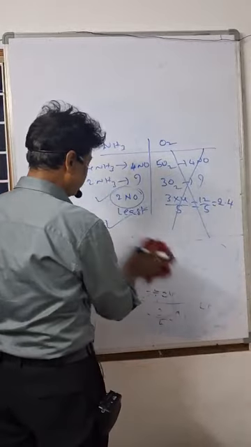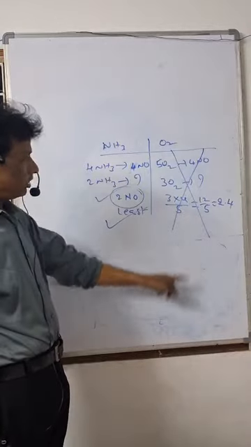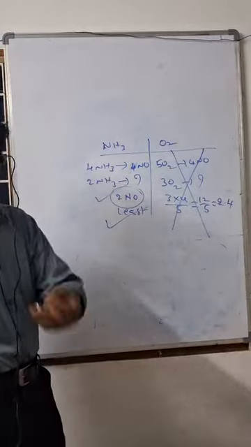In NCERT, they have given a lengthy solution on this, just to do two calculations. The least one is the limiting reagent.